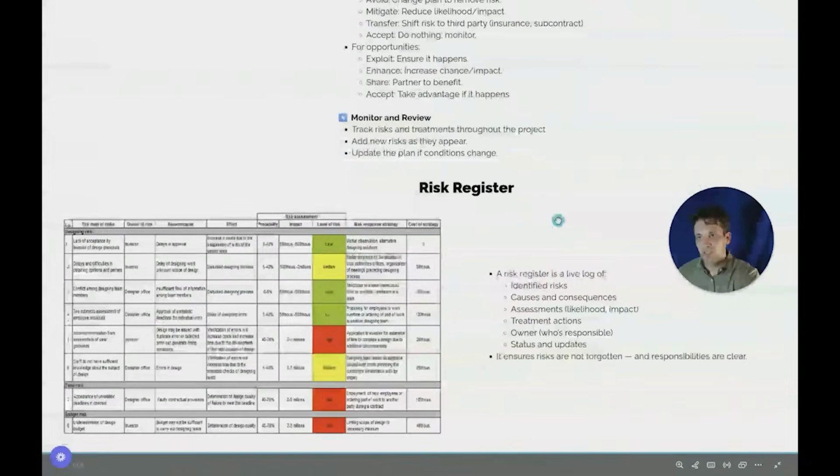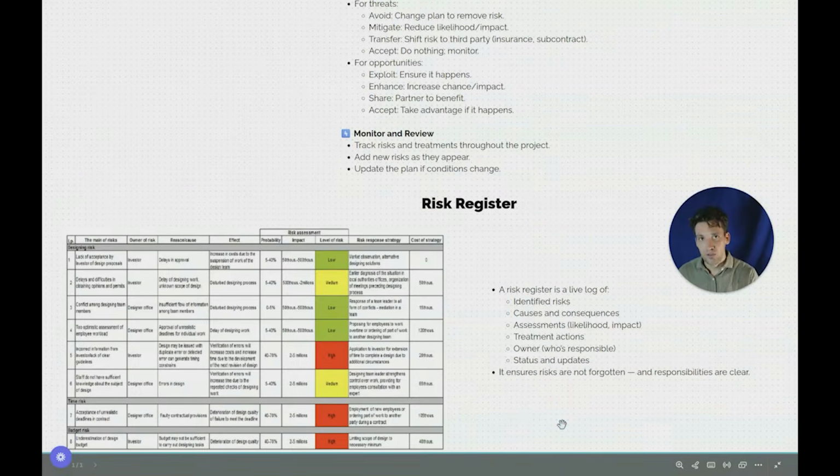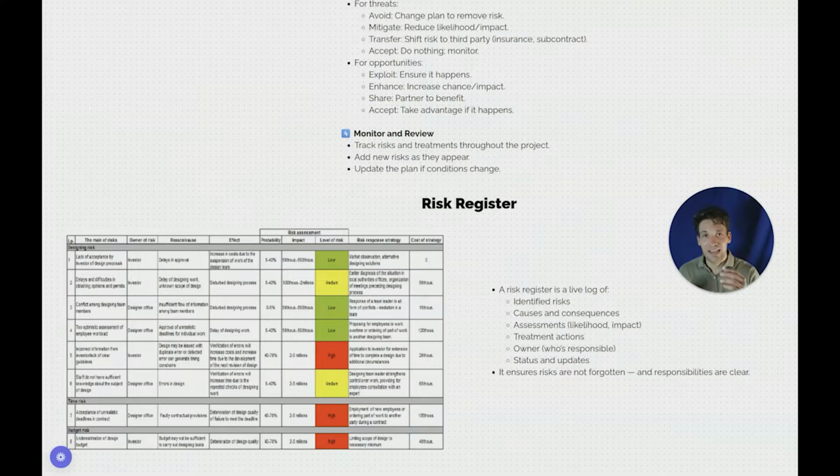Okay, next important concept is a risk register. So the risk register is the principal tool that we'll be using throughout the project to track, monitor, and update our risks. This is the source of truth for uncertainty for the project. So a risk register is basically a live log of the identified risks, the causes and consequences, the assessment, so both the assessment of the likelihood and the impact, the treatment actions, what we've decided to do about it, the owner, who on the project team is responsible for the risk, and the status and updates. And basically, it ensures none of our risks are forgotten. We're keeping track of them, and it's clear who's responsible for what.